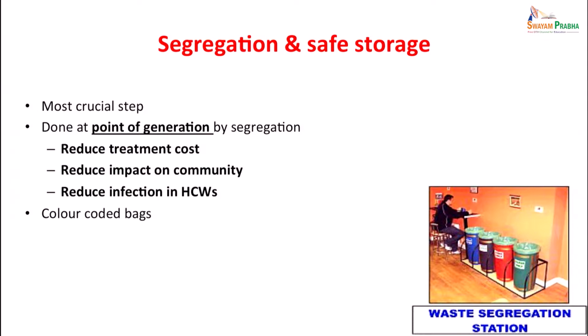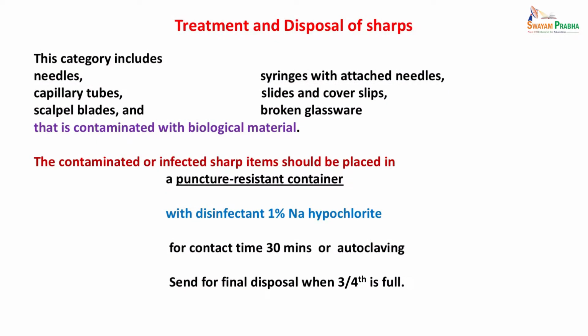Now, the important thing which should be kept in mind here is where the waste is generated, segregation and safe storage is the most crucial step. This has to be done at the point of generation. How will it help us? It will reduce the treatment cost, it will reduce the impact on the community, it will also reduce the infections to healthcare workers, and there should be color coded bags separated out at the site of segregation and storage.